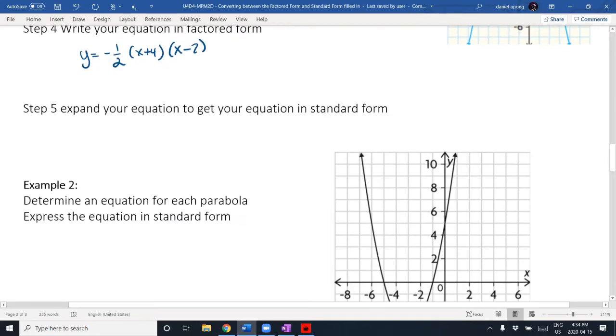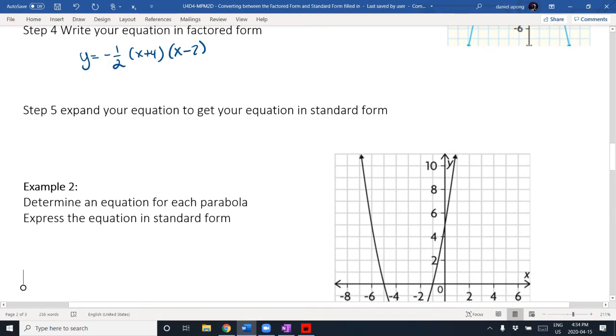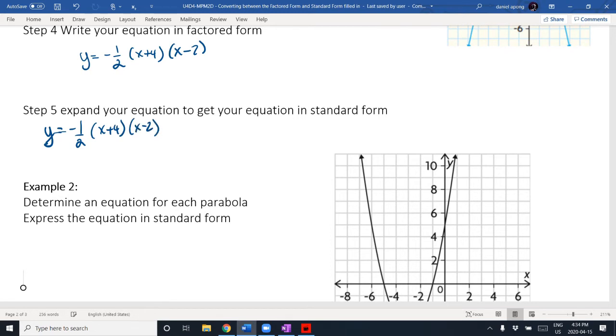Right. So in step 4, we wrote our equation in factored form. In step 5, what we're going to do is expand our equation to get it in standard form. Now, when I expand my factored form, I always like to work with the binomials first. So let's do that. We have y is equal to negative 1/2, and I'll just rewrite the whole thing here again one more time. So let's expand the binomial first.